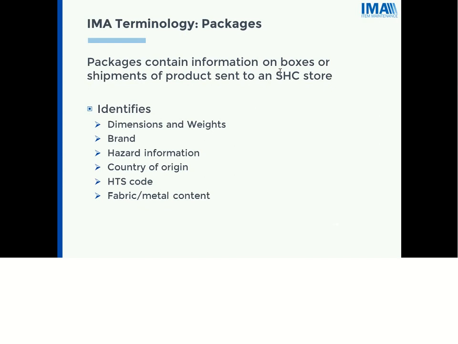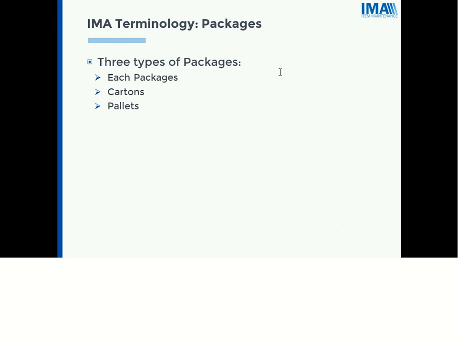Okay. So we're going to go on to packages. Your packages contain information on boxes or shipments of product sent to an SHC store. They identify a lot of information specific to you as the vendor, such as dimensions and weights, brand, hazard information, country of origin, HTS code, fabric, and metal content. There are several types of packages you could be creating in IMA. You have each packages. You also have cartons, and there are several types of cartons. And you also have pallets, and there are two different types of pallets.